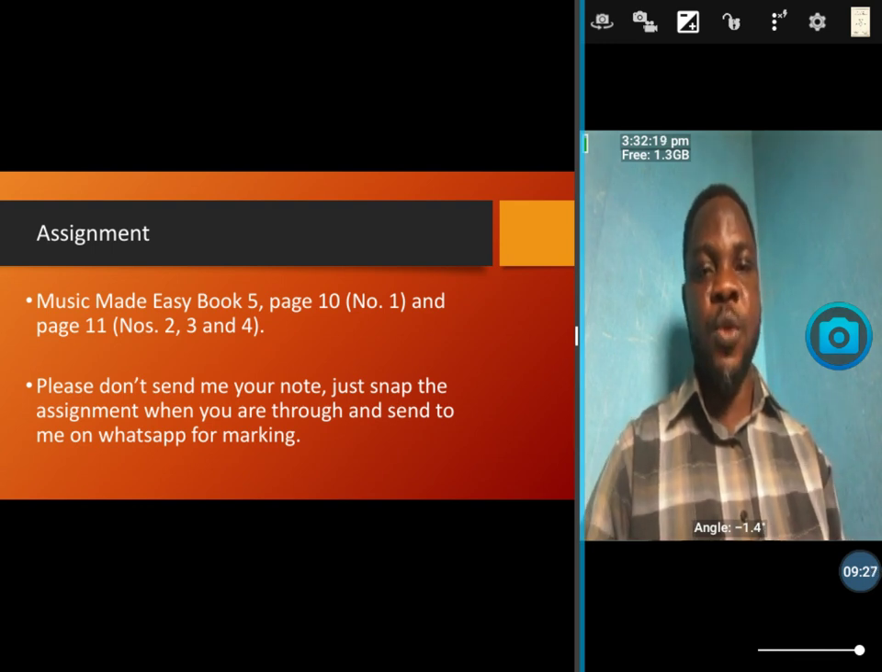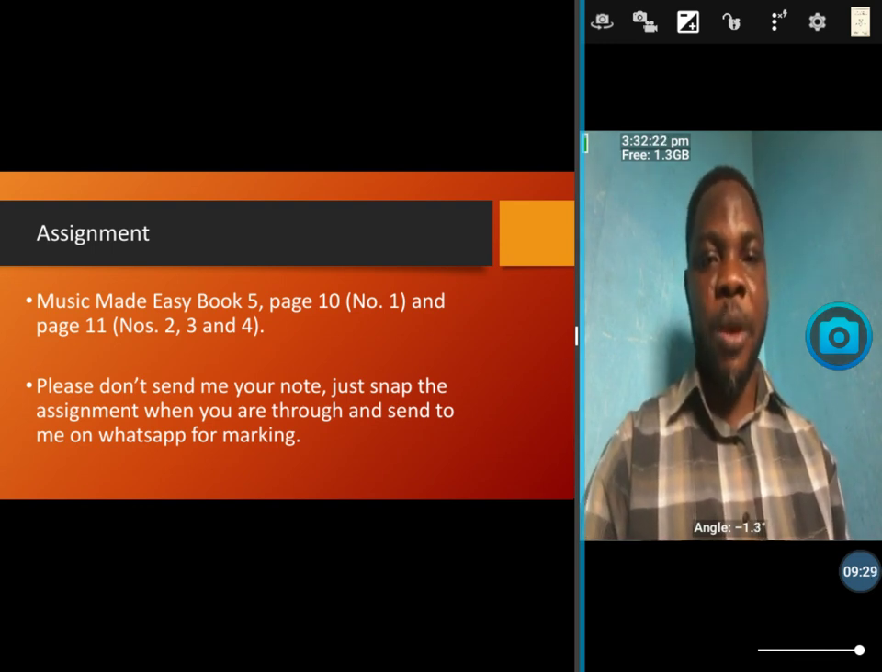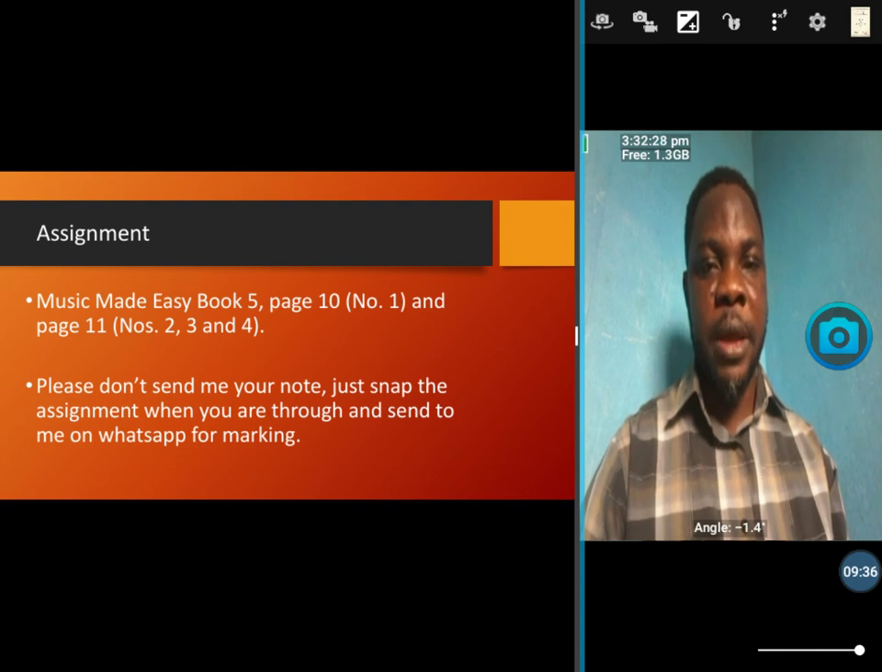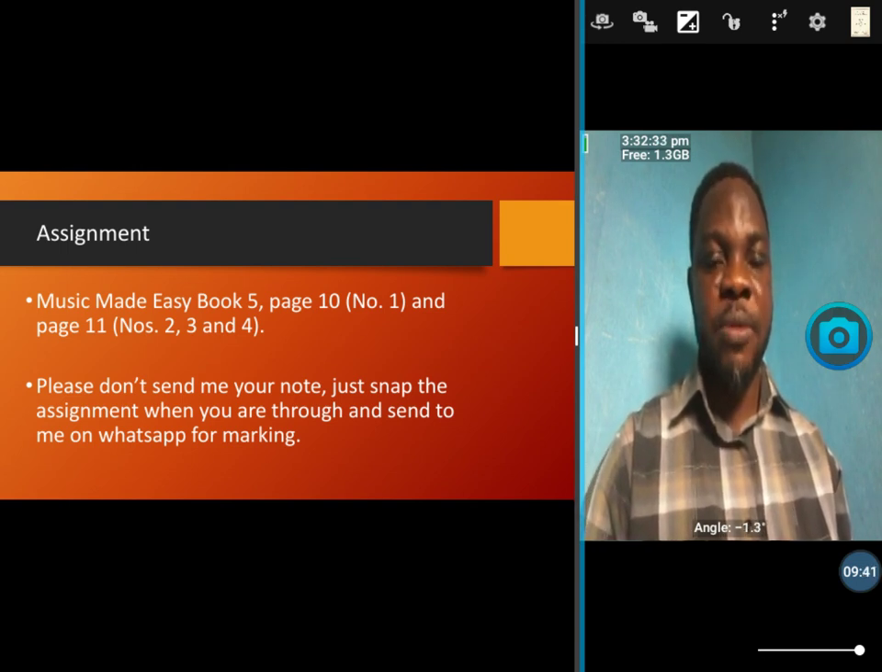Once you're through, snap the work, send to me on WhatsApp for marking. Please don't send your notes. Just copy your note, relax, leave the rest for us when we resume. But do the assignment and send to me on WhatsApp so that I can mark.